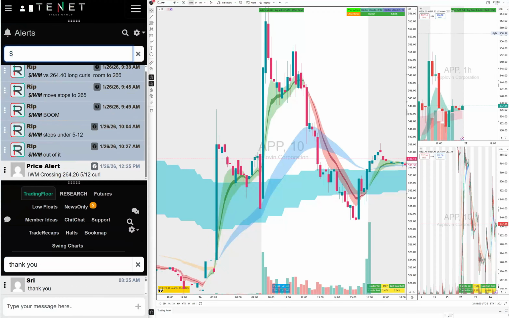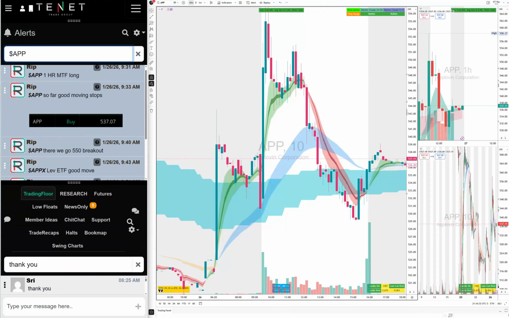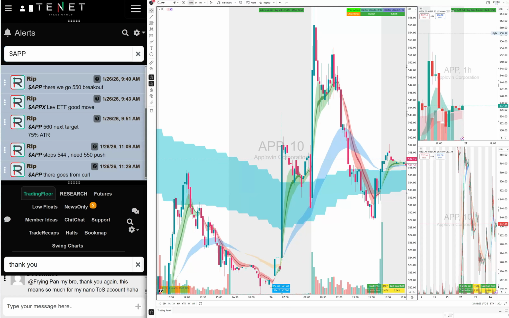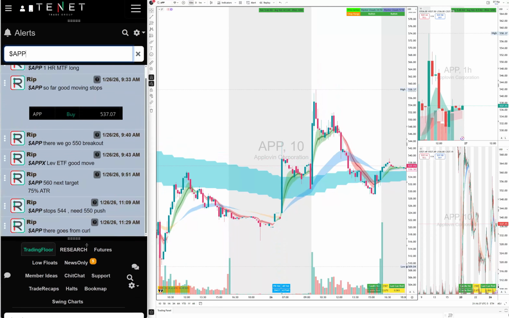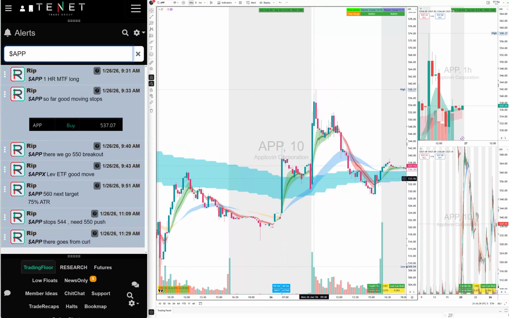So what is 1 hour MTF? These are the 1 hour MTF Ripster Clouds right here. This is a 1 hour MTF long Ripster Clouds setup. When I saw it holding the 1 hour Ripster MTF cloud, I told the traders it's long, bought it at 537. My risk was right at the cloud. It was a $5 risk for me.